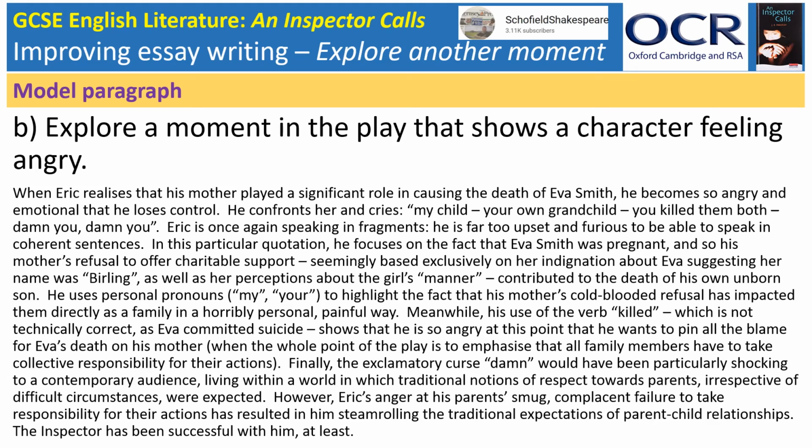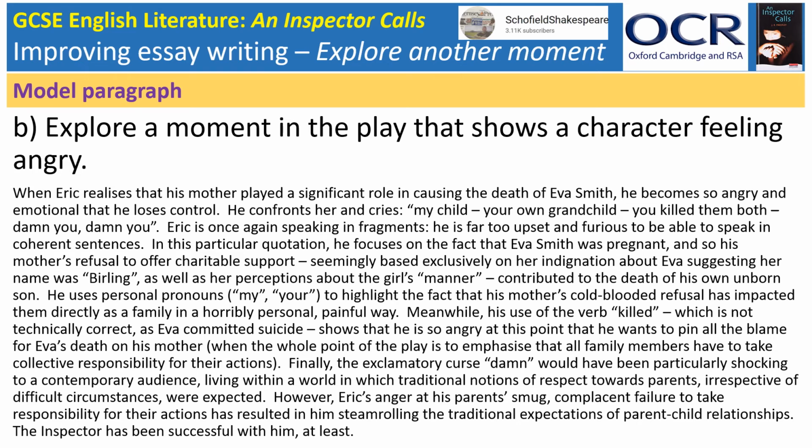Meanwhile, his use of the verb "killed," which is not technically correct as Eva committed suicide, shows that he is so angry at this point that he wants to pin all the blame for Eva's death on his mother, when the whole point of the play is to emphasize that all family members have to take collective responsibility for their actions.